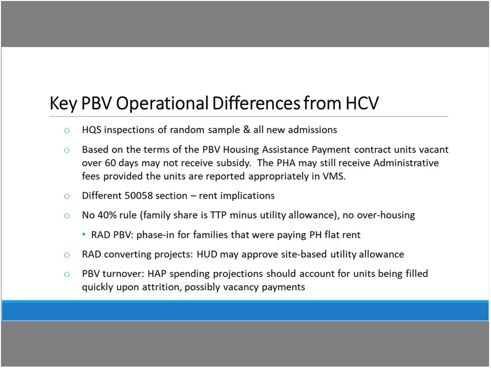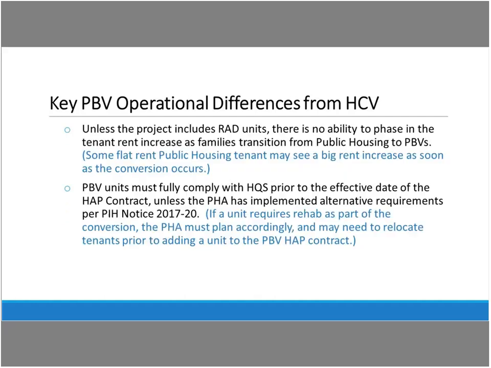And then again, on the PBV amount, turnovers are important here. So units should be filled quickly to eliminate any possible shortage of your revenue under our HAP contract. A couple of key takeaways.